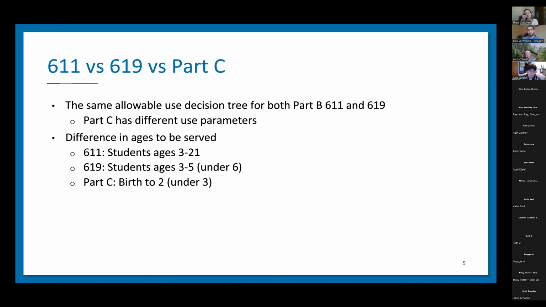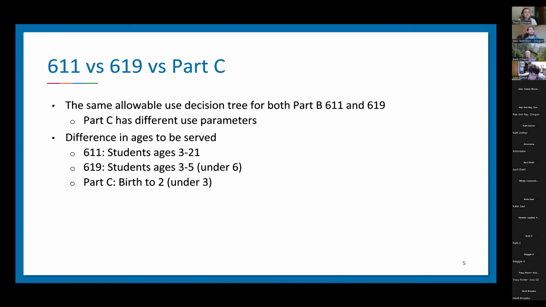Okay, so 611, 619, Part C. I think sometimes with IDEA, it can get confusing having all these similar terms. But for Part B, 611 and 619, you're going to have the same allowable uses. So 611, 619 can be used for the same things. And then Part C has some different parameters. We'll have another training where we talk more about the difference between Part B and Part C. Right now we're just looking at Part B, 611, 619.